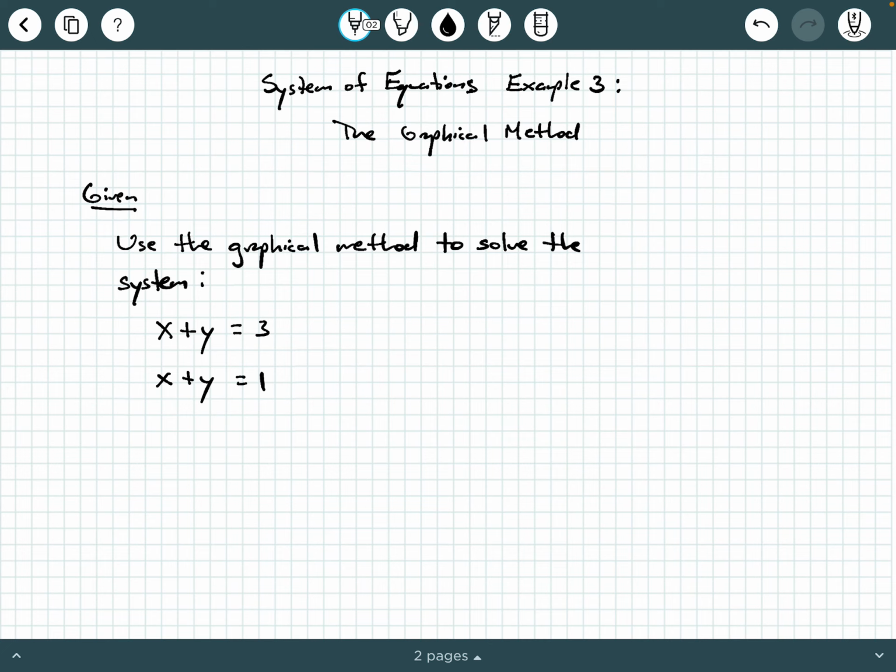So if you recall, the graphical method is best used for two equations with two variables, and it really becomes inefficient when you have larger systems than that. And the way we apply this is we simply graph those two equations on the same set of Cartesian axes. So let's go ahead and tackle the solution.